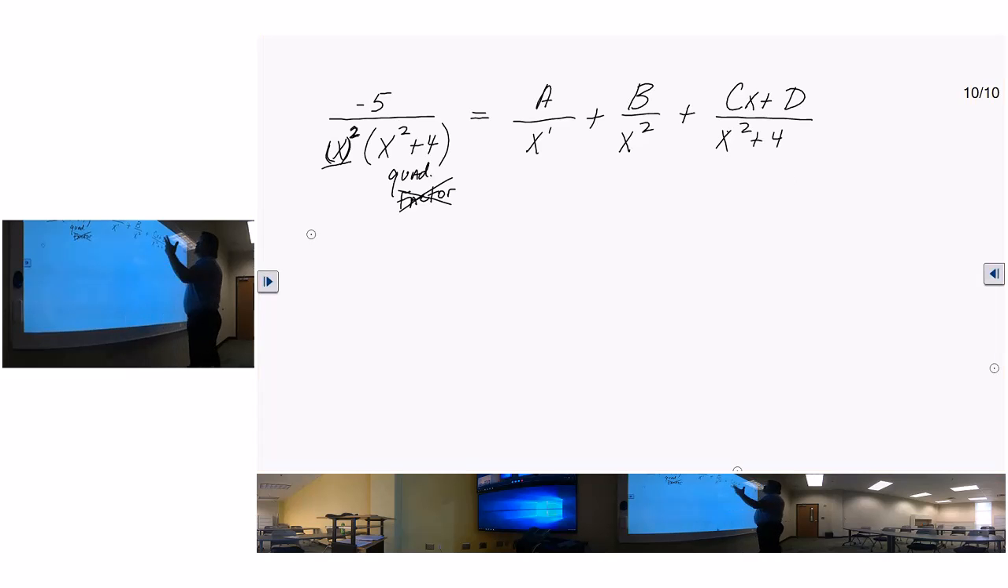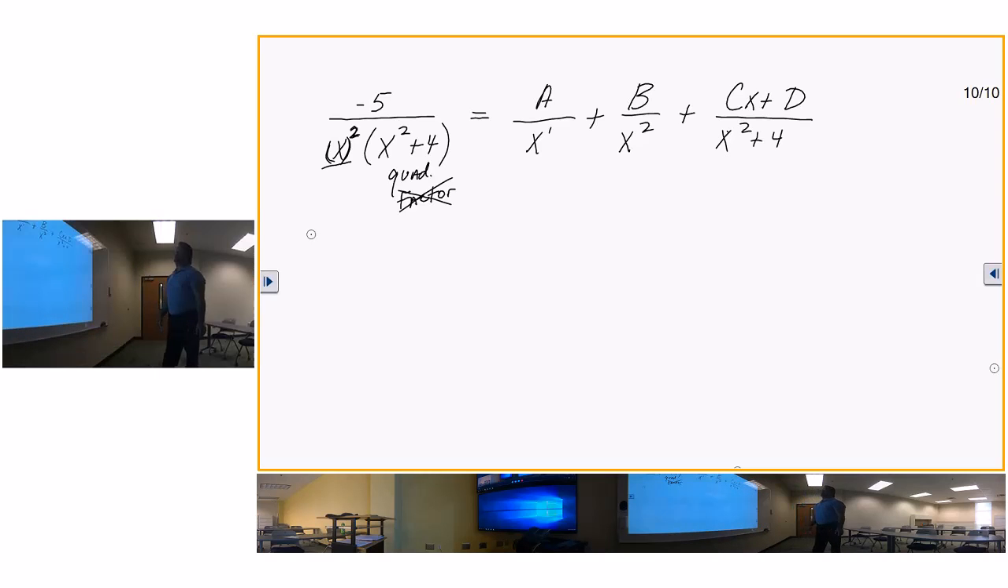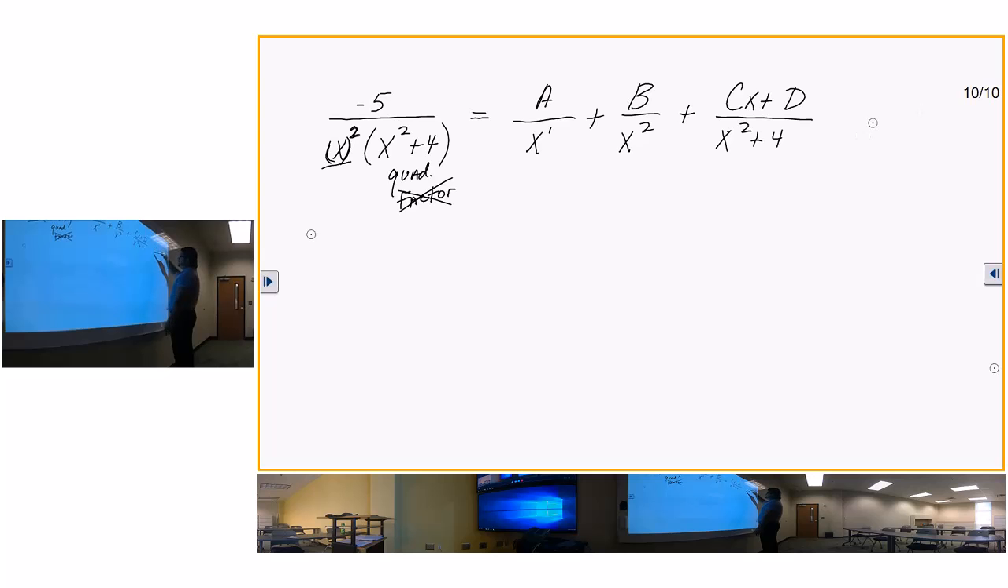Now what if we had another term down there? We had x squared minus 3. We have x squared minus 3, then it would be dx or ex plus f over x squared minus 3. You would keep on going.